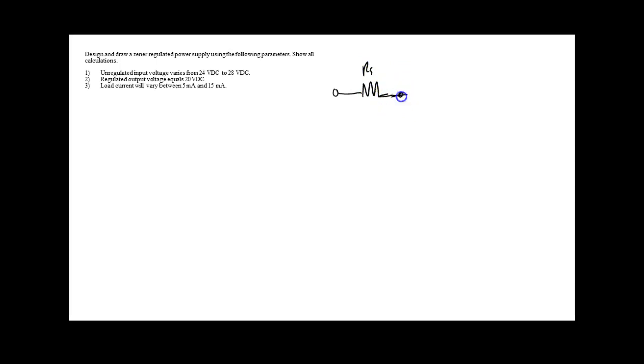So how do we operate zeners? Forward bias or reverse bias? Reverse bias. Over here, I'll go ahead and put a resistor, and it's going to vary, so I'm going to put a rheostat. This guy is going to vary from 5 milliamps to 15 milliamps. My input voltage is going to vary between 24 volts and 28 volts.